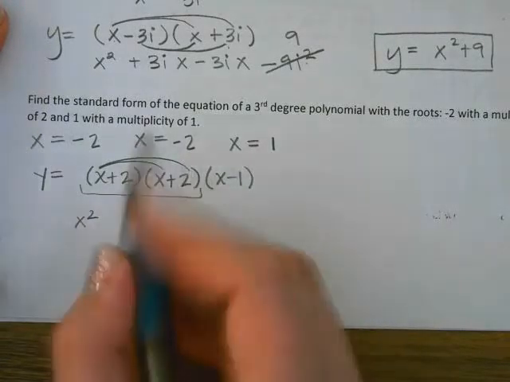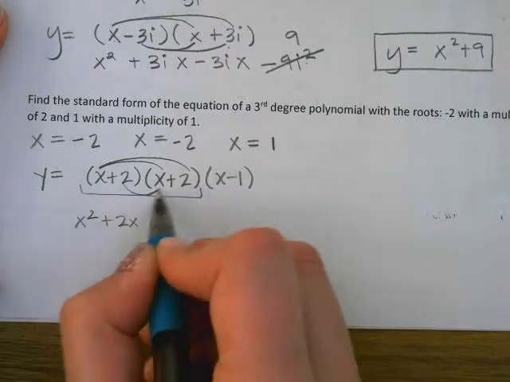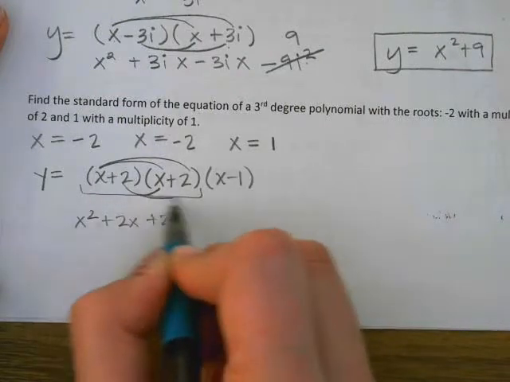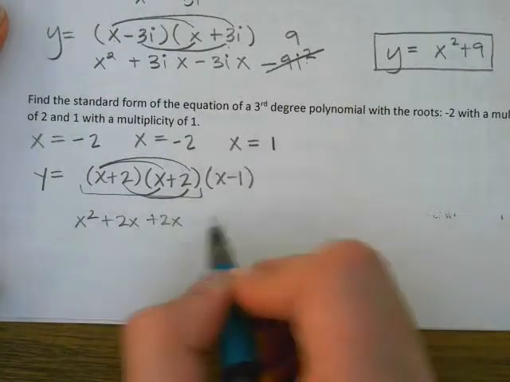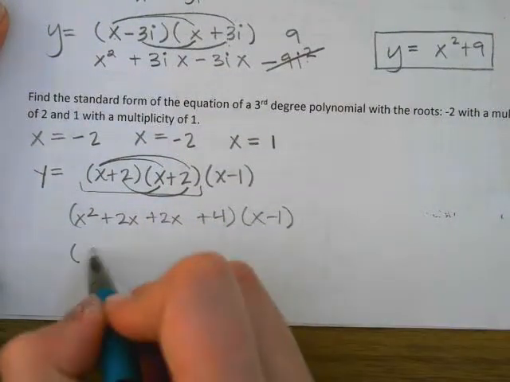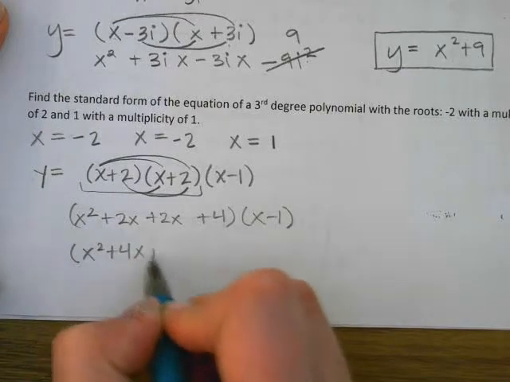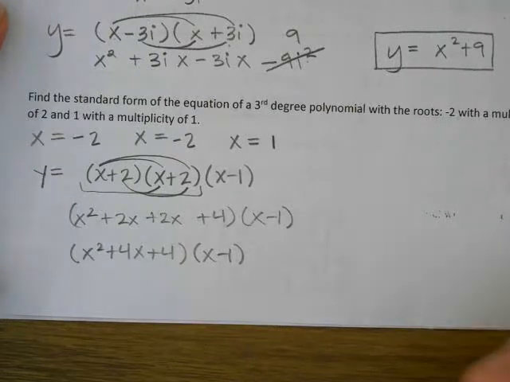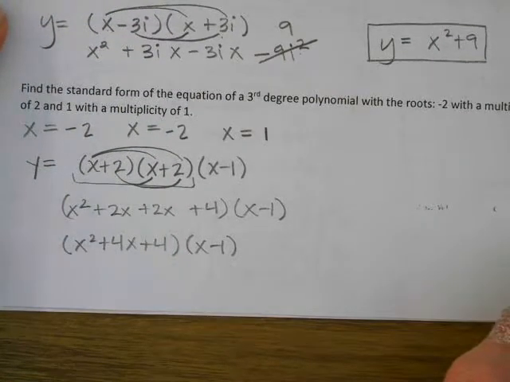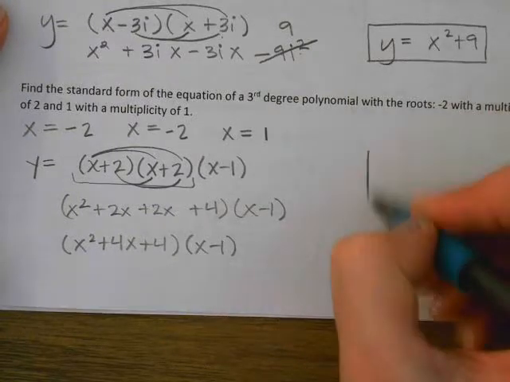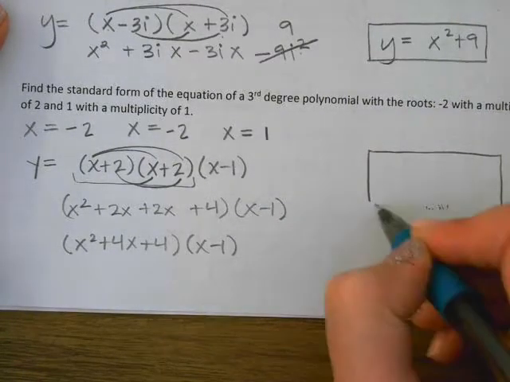Then 2x. Plus another 2. What's on the end? Plus 4. So you can FOIL it, or you can use the box. If you use the box, it's got to be a 3 by 2, or you can draw a 2 by 3, because it doesn't matter which side you put things on.